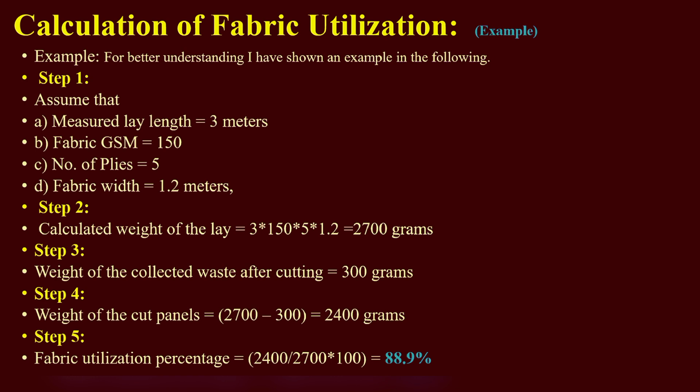Now in the second step, the calculated weight of lay will be 3, the length, multiplied by 150, the GSM, multiplied by 5, the number of plies, multiplied by 1.2, the width. Multiplying all elements, it will result in 2700 grams. It is the total weight of fabric.